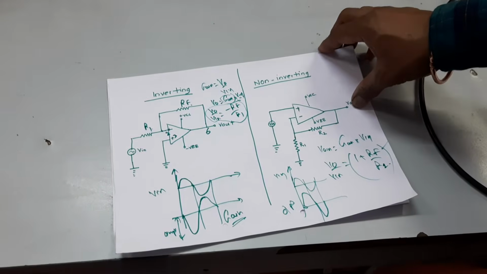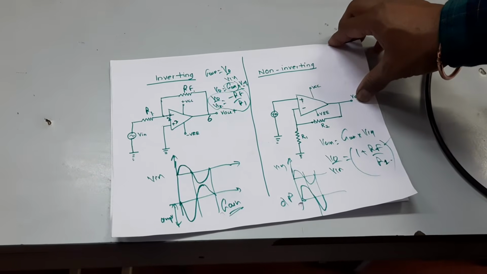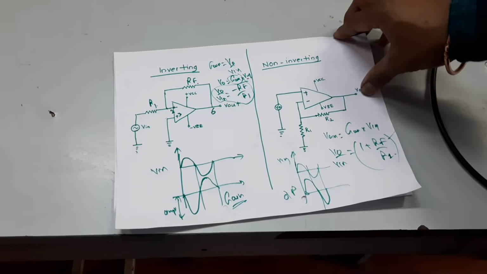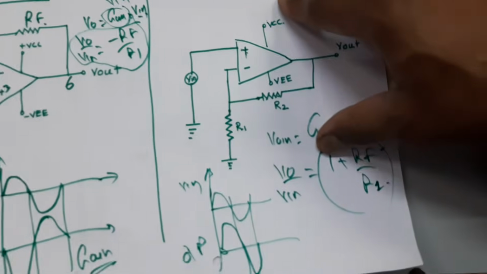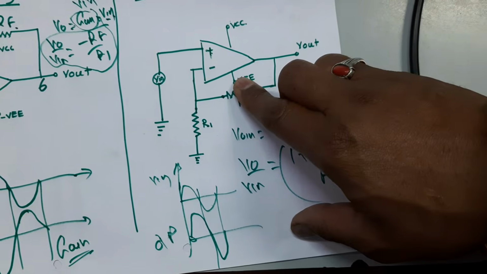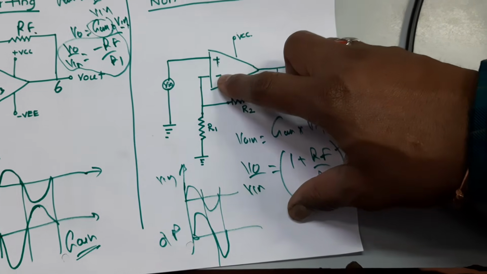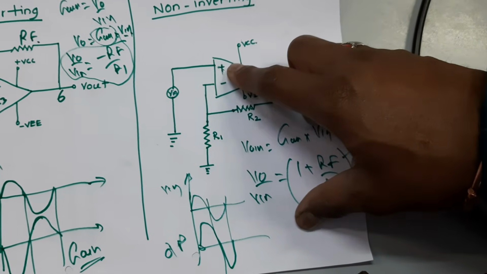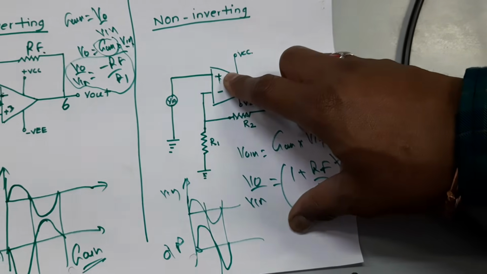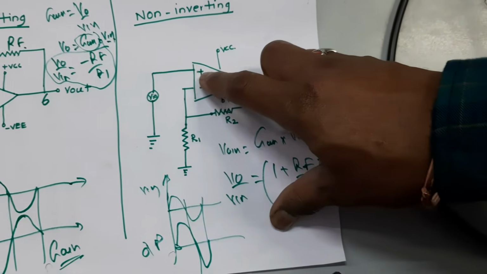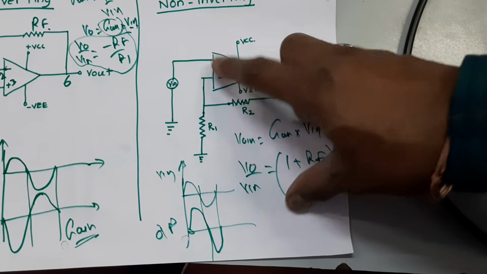Previously we saw the waveform for an inverting configuration, right? Now we will see the waveform for a non-inverting configuration. So once again have a look at this non-inverting circuit. This is my op-amp, this is the non-inverting terminal, this is the inverting terminal. As I said, when we are operating in non-inverting mode, we have to give the input voltage to the non-inverting terminal. So this was the configuration.